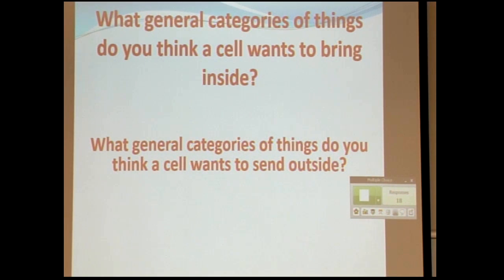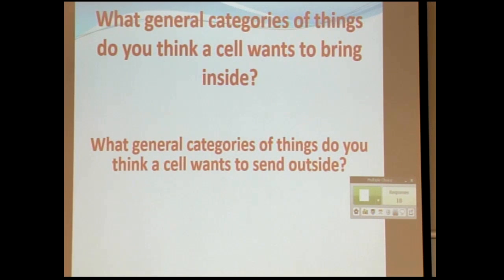All right, so let's think about a cell. What kind of categories of things does a cell want to bring in? So proteins, nutrients, sugars, yeah, maybe enzymes. What do you think a cell wants to send out? A waste would be an example. What else? Well, lysosomes might send something out. So what about protein signals, maybe, like hormones? Signals to cells that are around? Ribosomes do not, but ribosomes make things that go out.